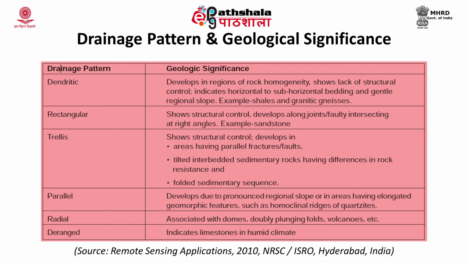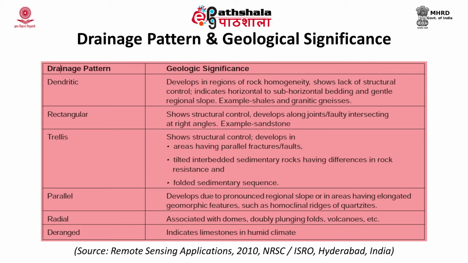Rectangular drainage pattern shows the structural control, develops along joints and faults intersecting at right angles. For example, if you have a sandstone area with structural control, you will get this kind of drainage pattern. If you are getting trellis, it shows a structural control, again developing in areas having parallel fractures or faults, tilted interbedded sedimentary rocks and differences in rock resistance, and also in the folded sedimentary sequence. So, here we will get information about the overall rock type based on this drainage pattern.